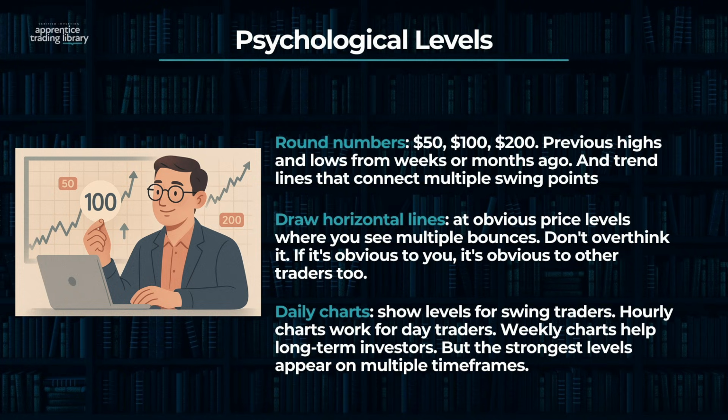Pro tip, look for volume spikes at these levels. High volume confirms that other traders are paying attention. Low volume bounces are less reliable. Remember, the best support and resistance levels are the ones that jump out at you immediately. If you have to squint to see it, it's probably not that important.